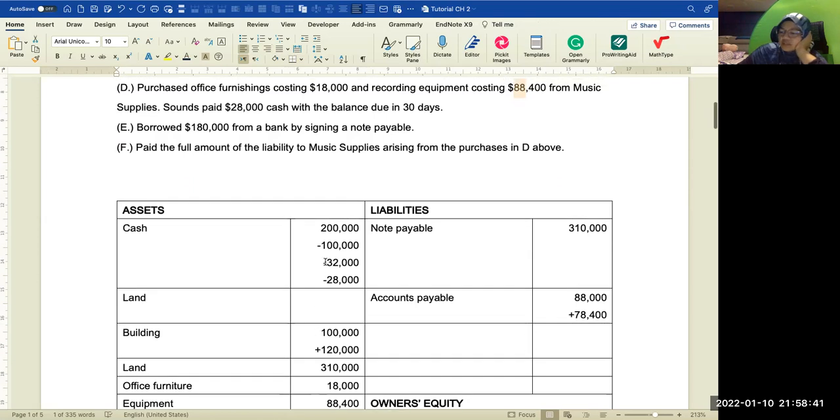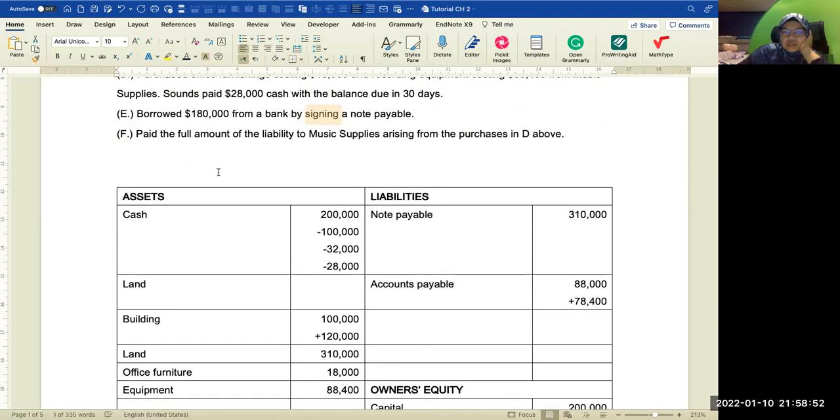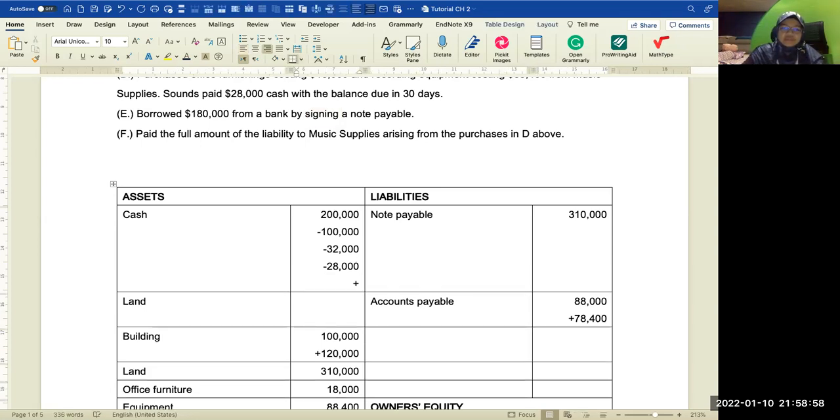Yes. Okay. So let's have Alia, E. So since it is borrowed from a bank, we're going to have cash plus 180,000. Very good. And then we will have another 180,000 in note payable. Very good. How do you know it's note payable? Because it's stated in the question. Yes, it's a note payable. All right, very good.